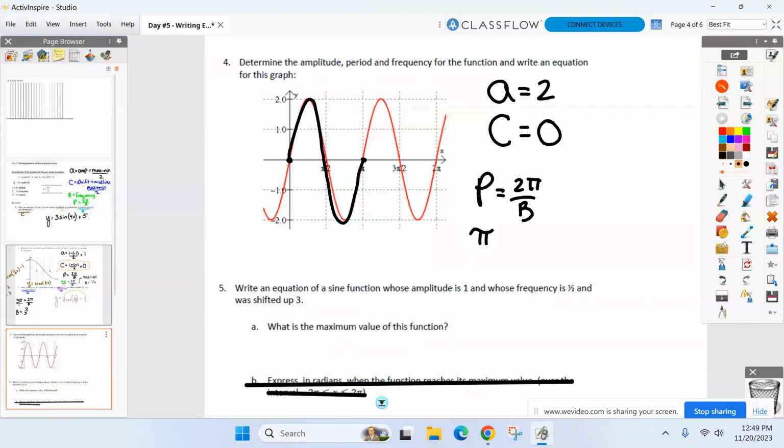Now look, Richie, are you wrong if you went from, let's say, here to here? No, but it's going to be tougher to notice that's pi. That's why I like starting at 0, because wherever you end, that's the period. Okay, that's the period. All right.